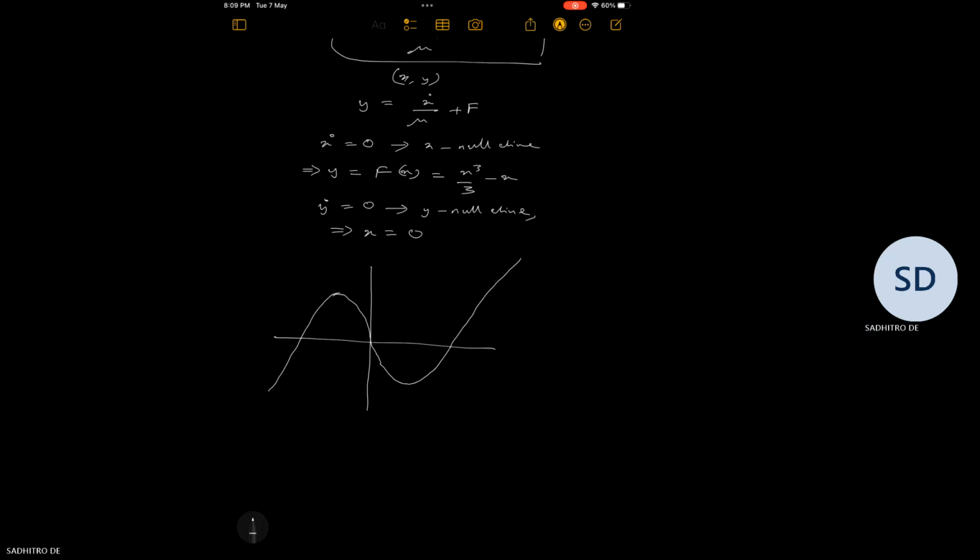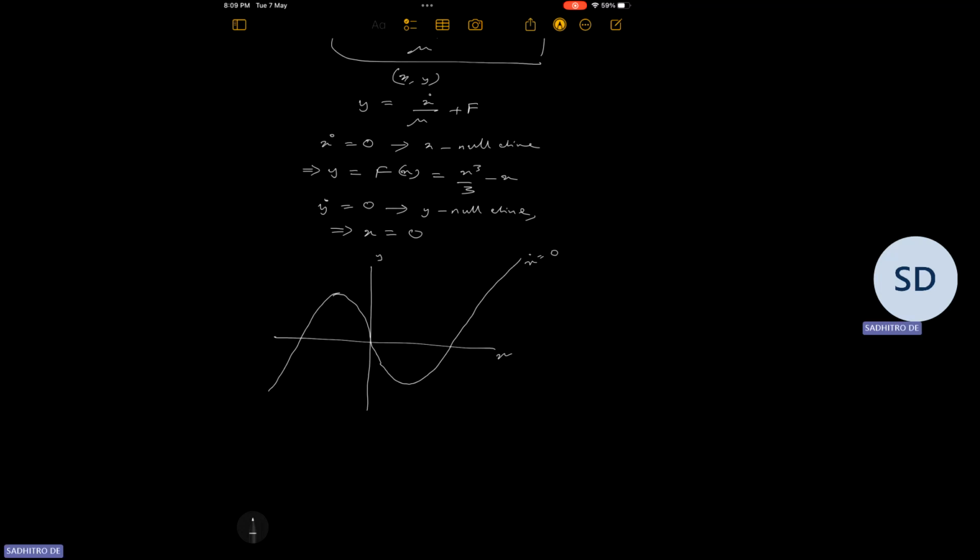And x dot equal to 0 line is basically the y-axis. So this is the line x dot equal to 0. And the y-axis is the line y dot equal to 0. This is x and this is y.